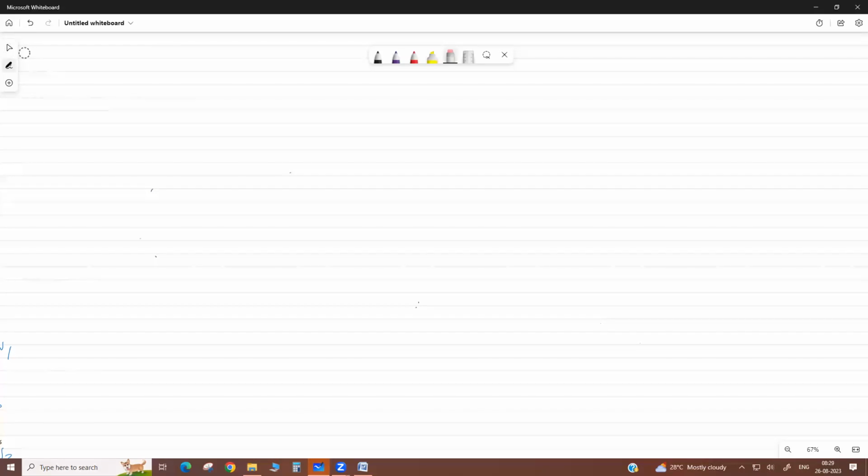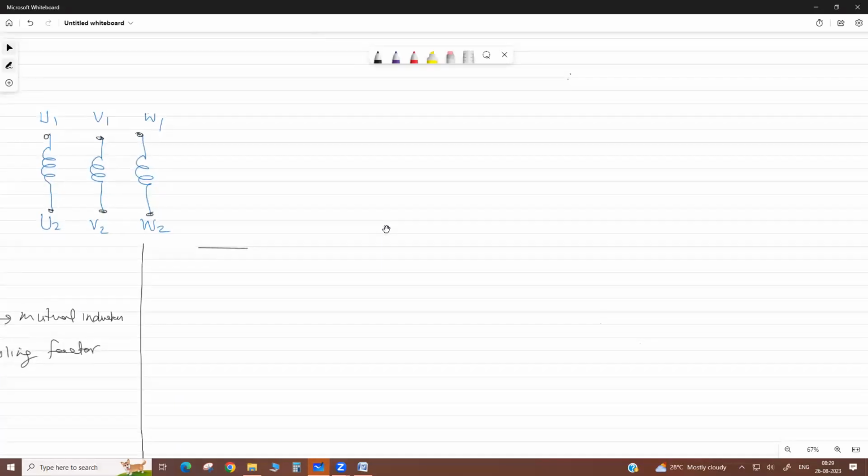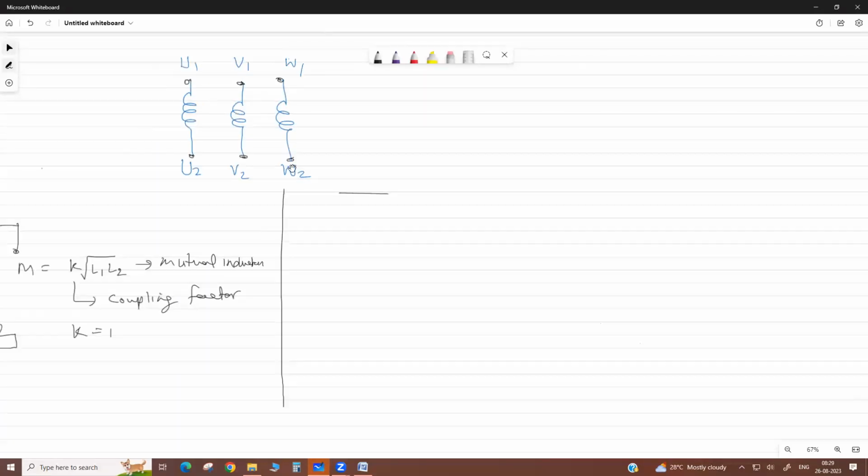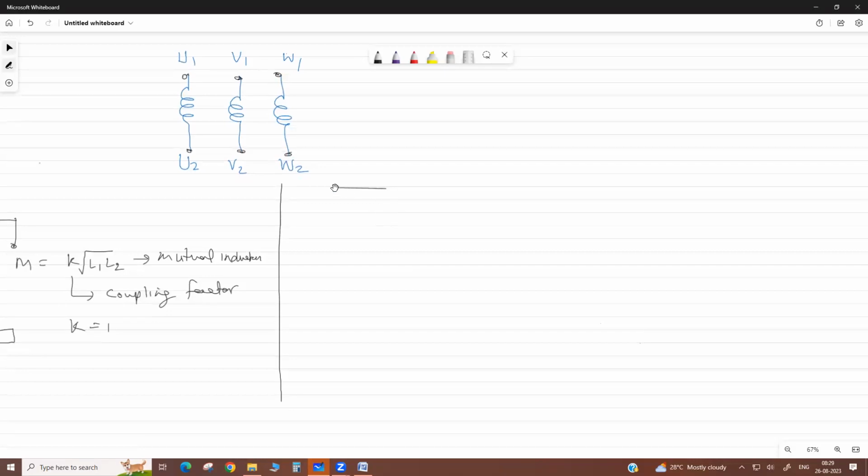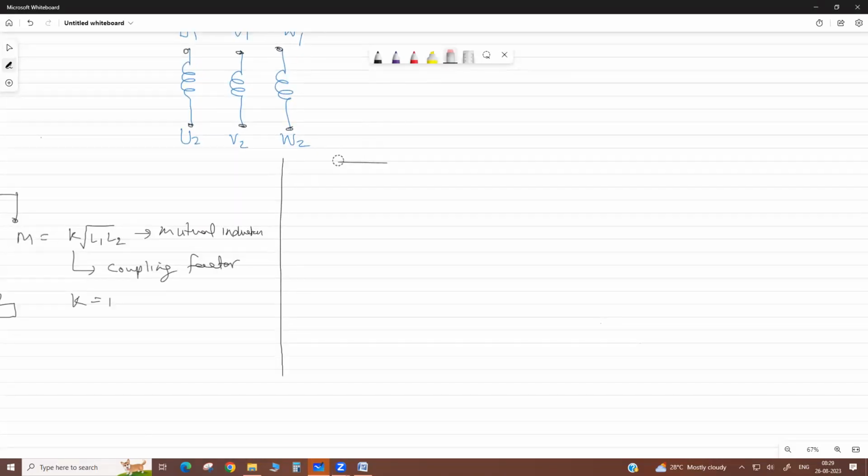Or, for a very old motor whose nameplate has deteriorated, how will we check the terminal identification? Then we mark like this, so that we can never make a mistake in the connection to make star delta.